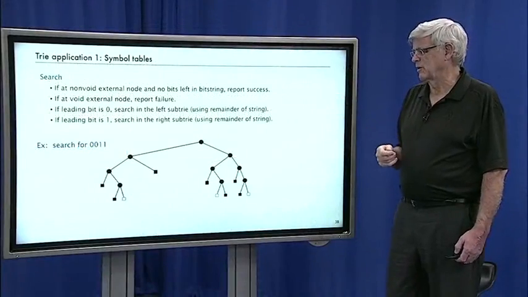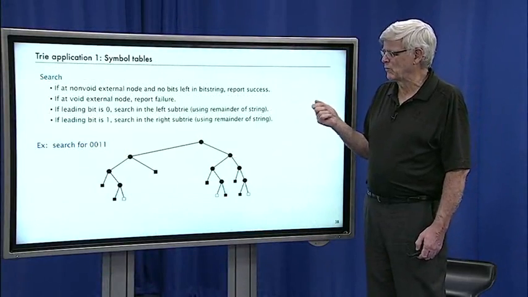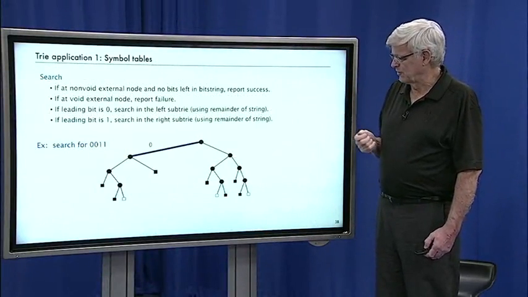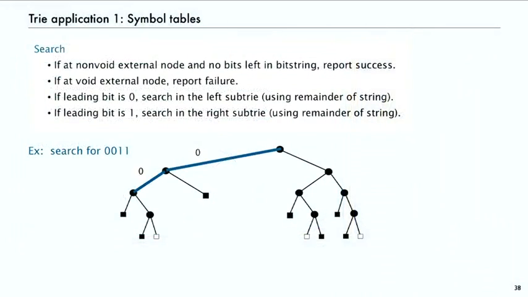So for example, let's say we're going to search for the bit string 0011 in this trie. Start with a 0, go to the left. Next one's a 0, go to the left. Next one's a 1, go to the right. Next one's a 1, go to the right. We're at the end of our string and we're on a non-void external node, so that string is in the set of bit strings represented by our trie. Let's look for 10110. Start with a 1, go to the right, 0, go to the left, 1, go to the right, 1, go to the right. We hit a void external node, so that string is not in the set represented by our trie.